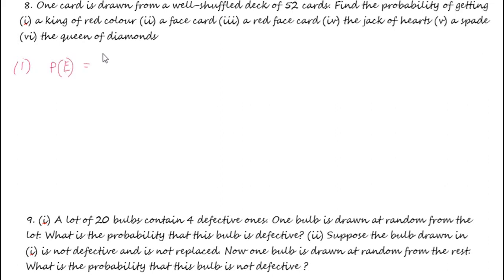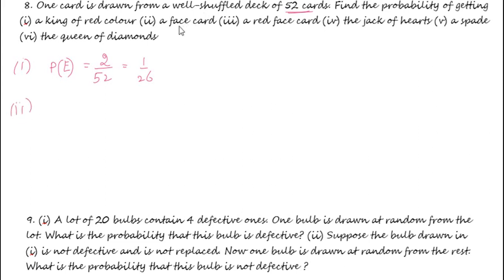There are 4 kings in the set, but red color are only diamond and hearts. So you have 2 favorable outcomes here, that is king of diamond and king of hearts, and you are drawing from a deck of 52 cards. So total possible outcomes is 52. The answer is 1 by 26.